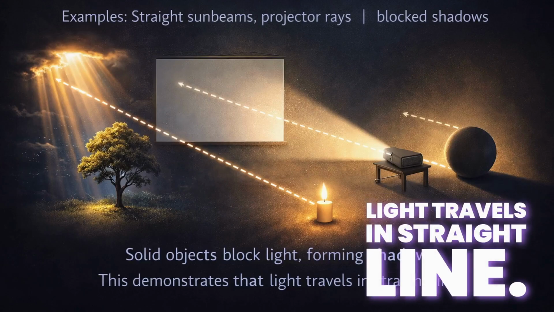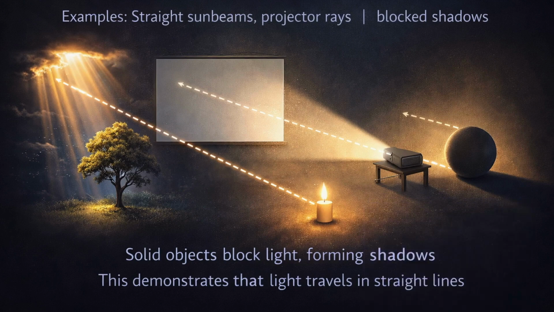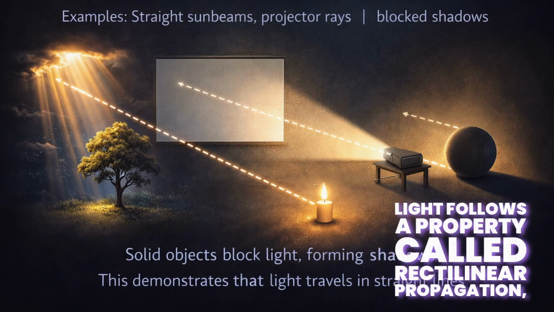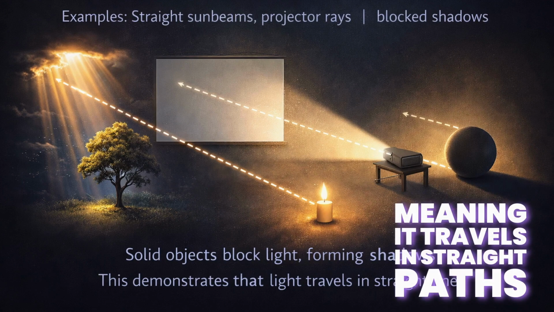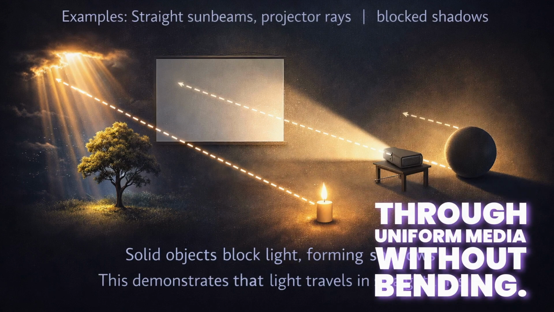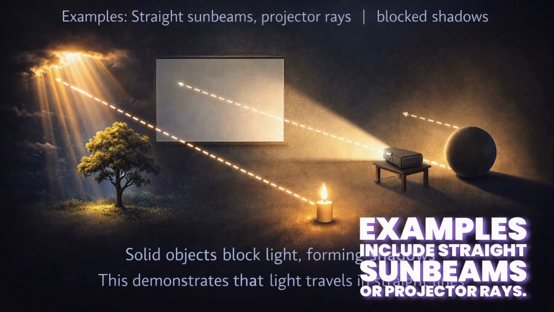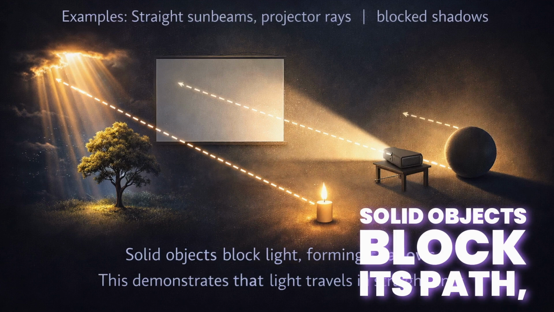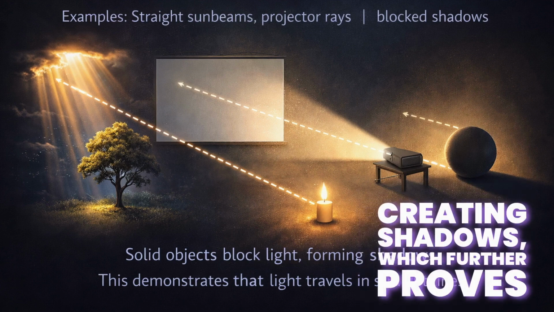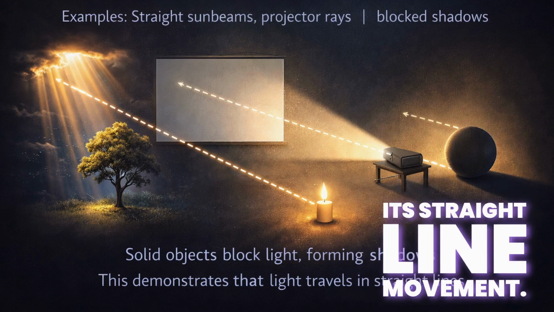Light travels in a straight line. Light follows a property called rectilinear propagation, meaning it travels in straight paths through uniform media without bending. Examples include straight sunbeams or projector rays. Because light cannot curve around obstacles, solid objects block its path, creating shadows, which further proves its straight line movement.